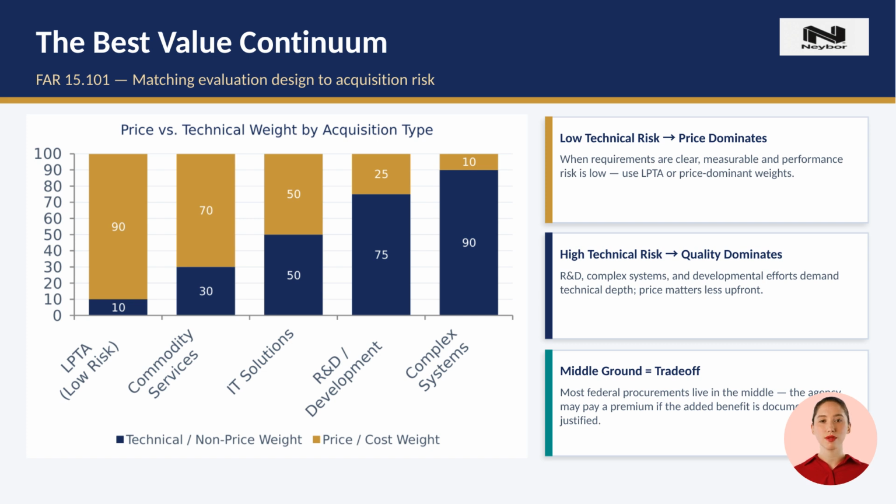The best value continuum is one of the most important concepts in FAR Part 15. It tells us that best value is not a one-size-fits-all formula. The chart shows how the balance between technical quality and price shifts depending on what the government is buying. At the left end, for commodity services with low performance risk, price dominates and agencies often use LPTA, lowest price technically acceptable. At the right end, for complex research and development or highly technical systems, the technical evaluation carries far more weight. The middle of the spectrum is where most federal procurements land, and where the trade-off source selection process is used.